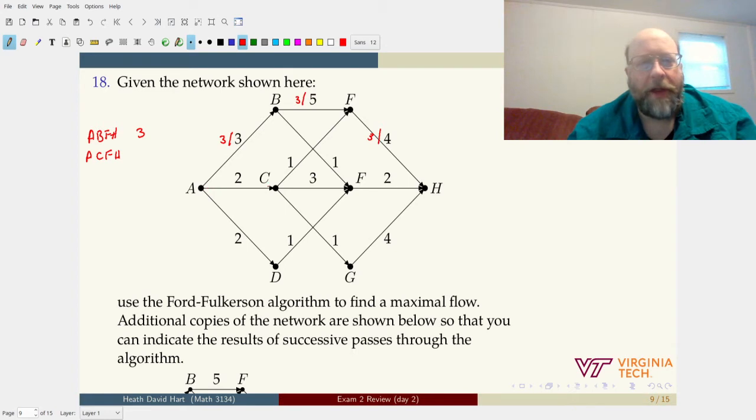So now my bottlenecks are capacities of 2, so I can add 2 more units there. A to C, C to F, F to H. Okay. All right. So now if we go down across the bottom, A to D to F to H.